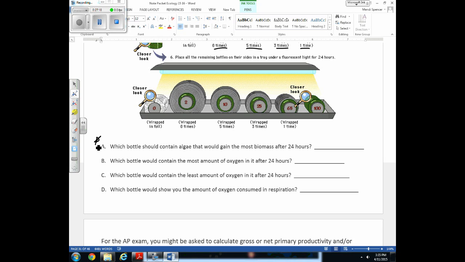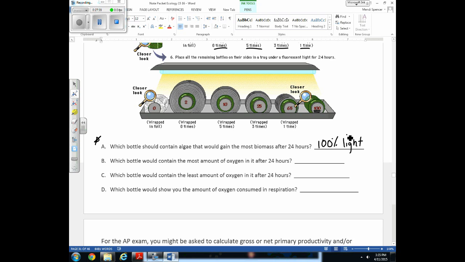Well, we know that this bottle is receiving 100% of the light. There's going to be a higher rate of photosynthesis. So that means that the plants are acquiring more energy to convert CO2 into organic molecules, which is what we mean by biomass. So that bottle that's getting 100% of the light should gain the most biomass after 24 hours.